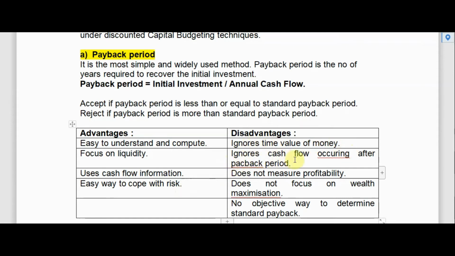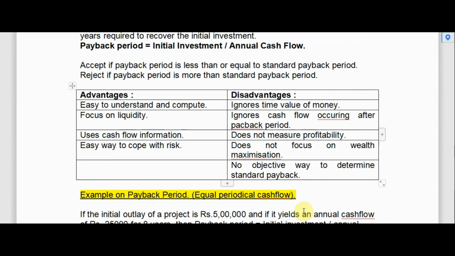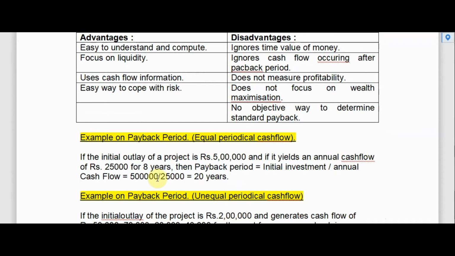It ignores cash flow occurring after the payback period. It does not measure profitability. It does not focus on wealth maximization, and it is not an objective way to determine standard payback. Since there is no objective way to determine the standard payback, this is one of the most prominent disadvantages of the payback period method. So let us come to the example on payback period.